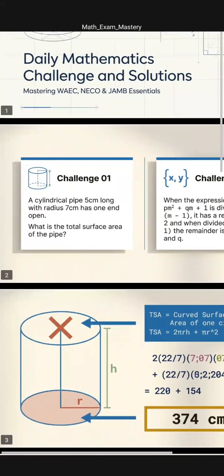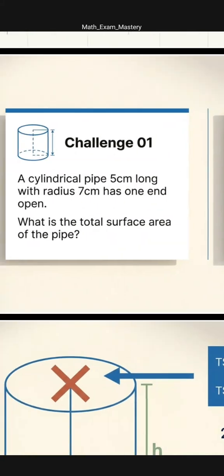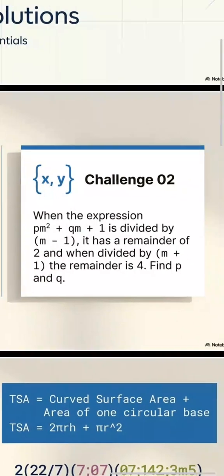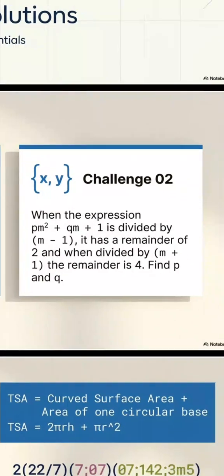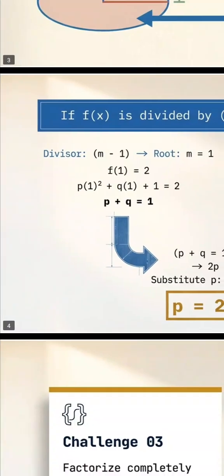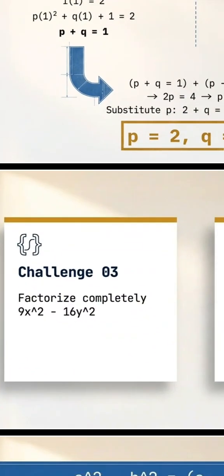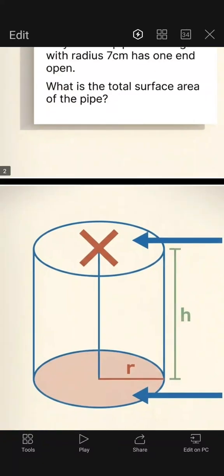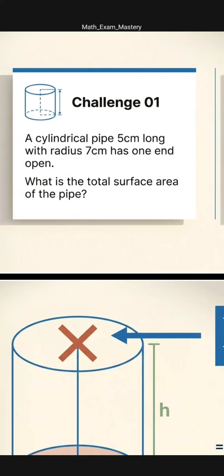Now, quickly, let's go to today's challenge. As usual, we have 4 questions ranging from mensuration to simultaneous equation linked to polynomial, and we have another one on factorization, and the last one on the mensuration as well, circle and square. So let's start with the first one that has to do with cylinder.